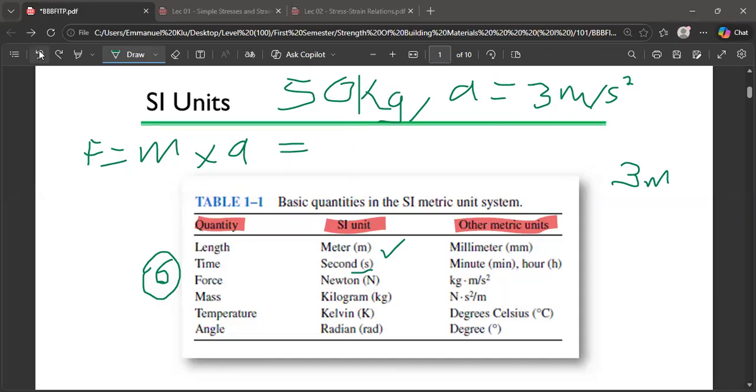150, 150 please. meters squared. So you're going to get 150. 150 meters squared. Okay.